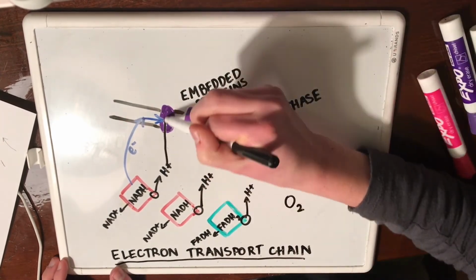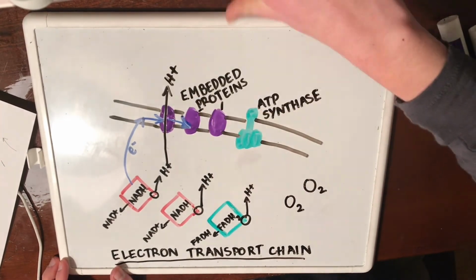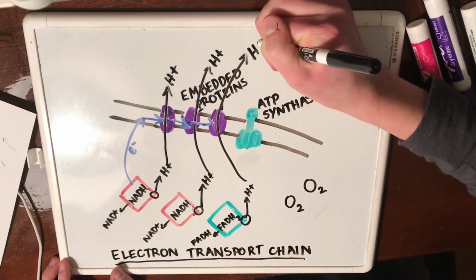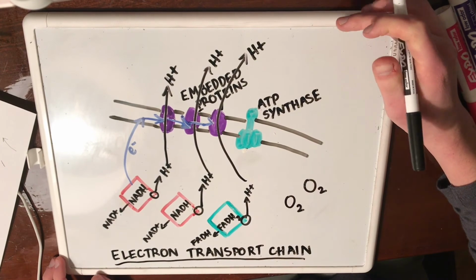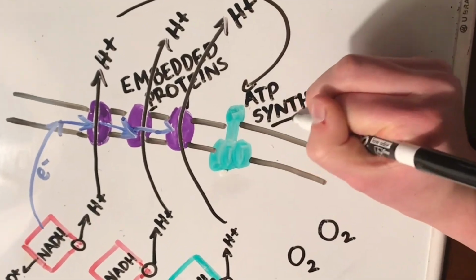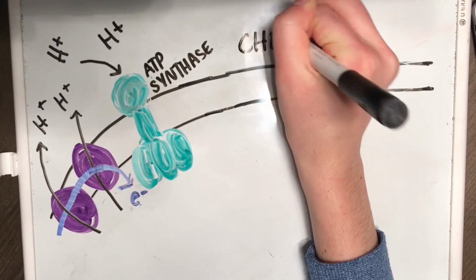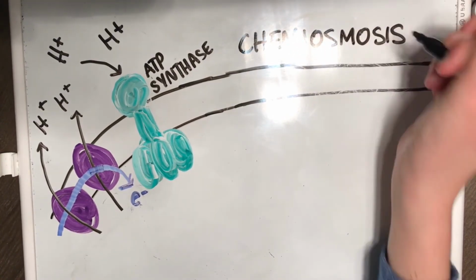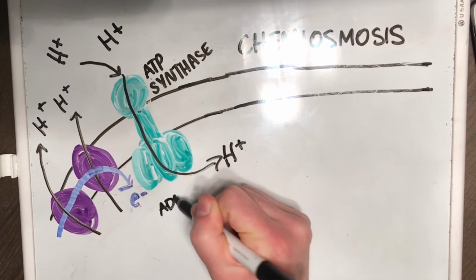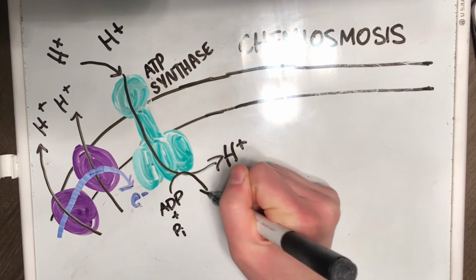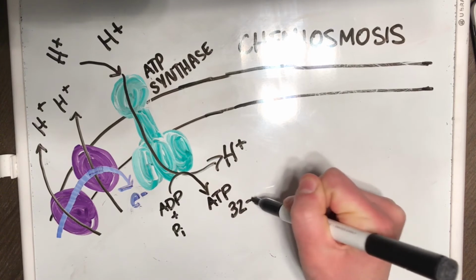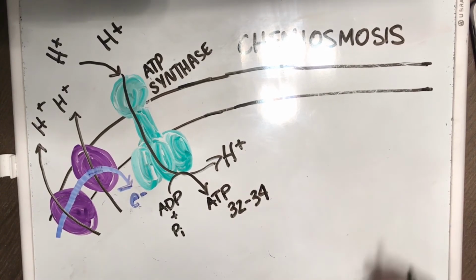As the highly charged electrons pass through each protein, energy is released, which pumps hydrogen ions into the inner membrane space. The hydrogen ions that have accumulated in the space form a proton gradient across the membrane, which allows them to be pumped back into the matrix using an enzyme called ATP synthase. This process is called chemoosmosis. The rush of hydrogen ions into ATP synthase releases energy, which allows a bond to form between phosphate and ADP, creating ATP. From one glucose molecule, 32 to 34 ATP molecules are produced.